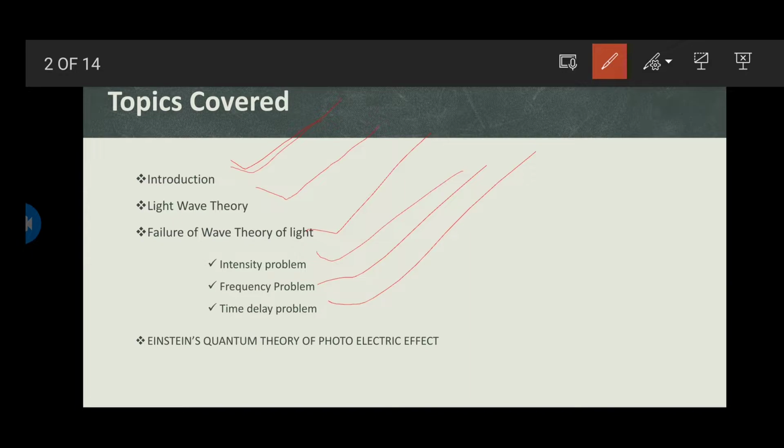Next, I will discuss the steps that led to Einstein's quantum theory due to the failures of the wave theory. Einstein pointed out the failures of the wave theory and formulated a new quantum theory, and then the photoelectric effect follows from the drawbacks of the wave theory. So at last, we will also discuss how we can solve the failures of the wave theory of light.